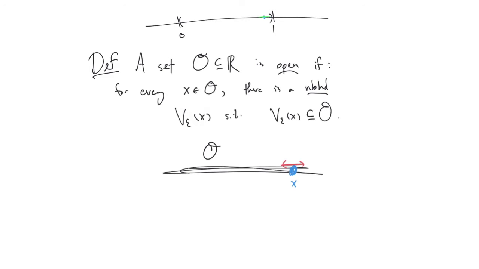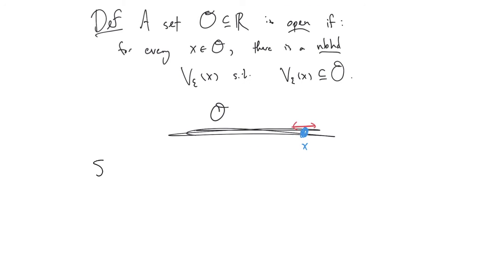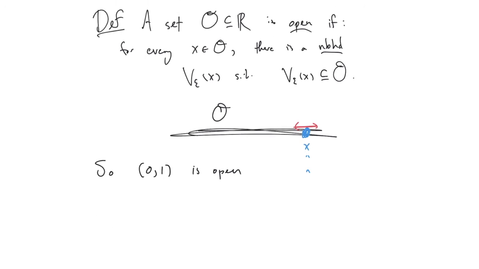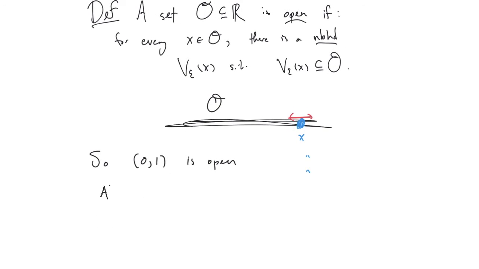So, for example, examples of open sets, the interval 0 to 1 is open, right? It's because of what we said before. Any point inside the interval 0 to 1 can always be surrounded by a small neighborhood, which is still inside the interval from 0 to 1. Also, something like, how about, I shouldn't say also, I'm going to say this. This is not open.